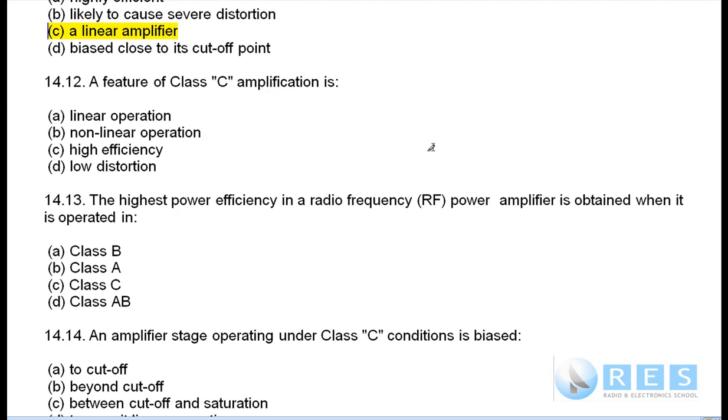14.12. A feature of class C amplification is, well, class C is very nonlinear. So it's not linear. Non-linear operation, that's the answer. Oh, high efficiency. Actually, there are 2 correct answers here. So I'm just going to mark it as 2 correct answers, and I'm sure that the drill is only going to have 1 correct answer. I'll check that in the drill. But a class C, the features are non-linear operation and high efficiency. So there's 2 correct answers there.